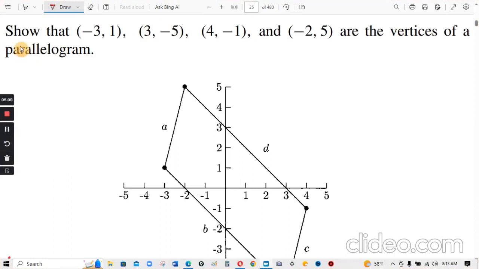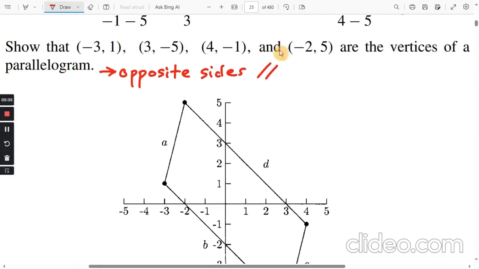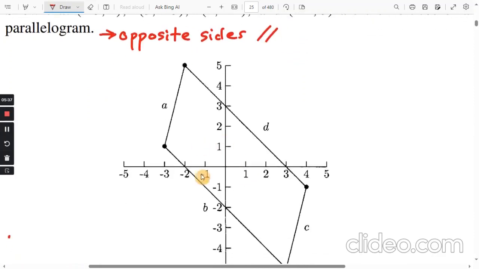All right, next example, show that these 4 coordinates are the vertices of a parallelogram. Okay, recall from geometry the definition of a parallelogram. It has opposite sides parallel. So I'm just going to write opposite sides parallel. Actually, I'll just draw 2 lines indicating that they're parallel. So we have 4 coordinates here. Do you need to draw the parallelogram on the graph?